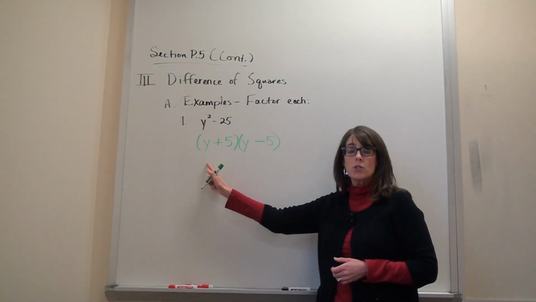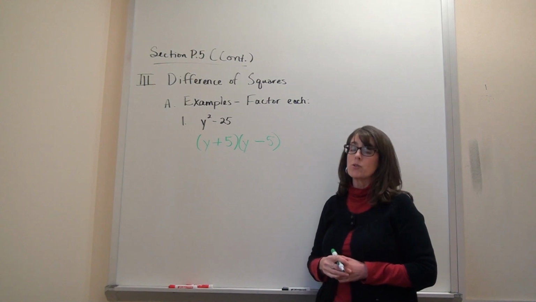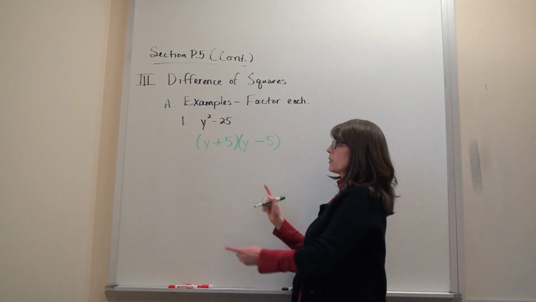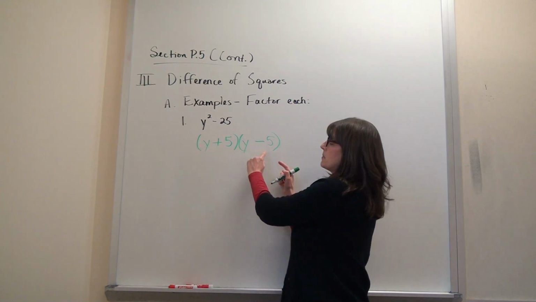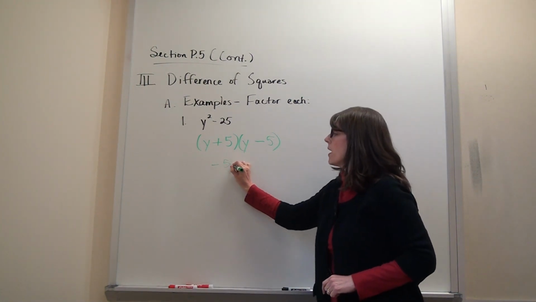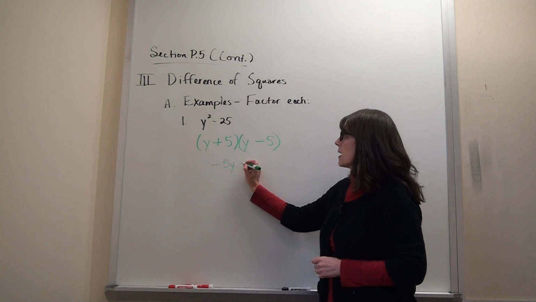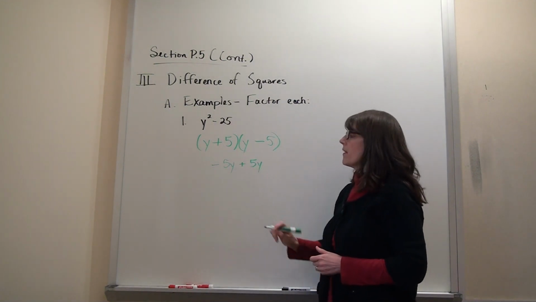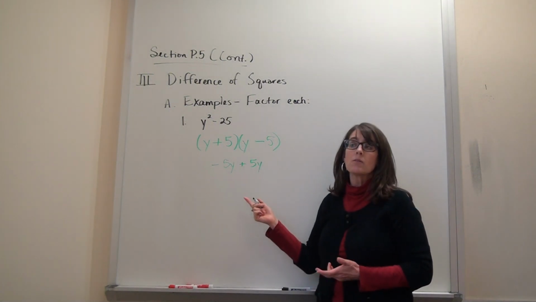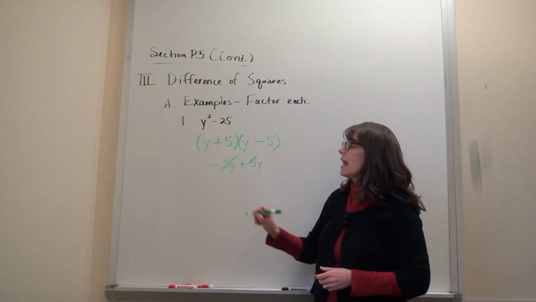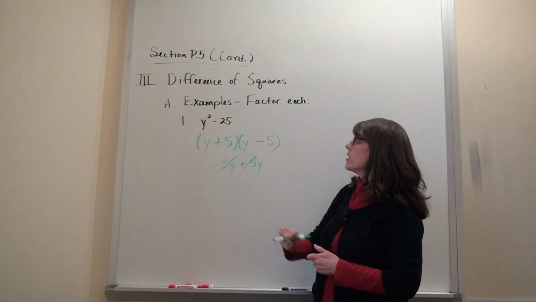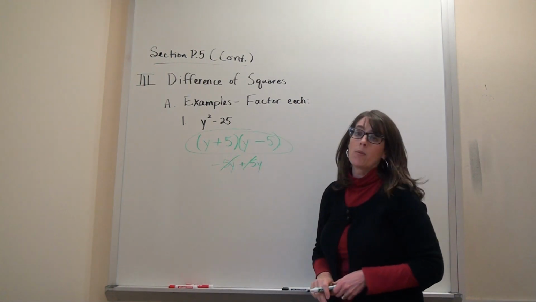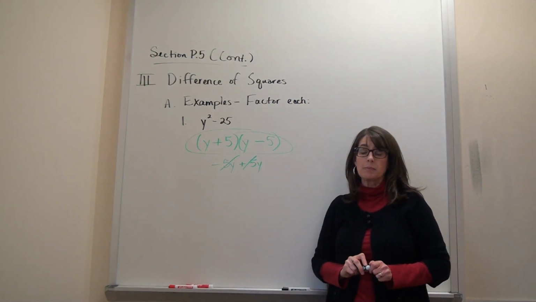Now remember, when you do this, you can check it by FOIL. You don't have to check the full FOIL. All you really need is these outsides and these insides. So on this outside, y times negative 5 will give me a negative 5y. And on the inside, 5 times y will give me a positive 5y. And then what will happen with these? Right, they'll cancel out. And I need them to cancel out because I don't have a middle term right here. So I know that in fact this truly is the right way to factor that difference of squares.